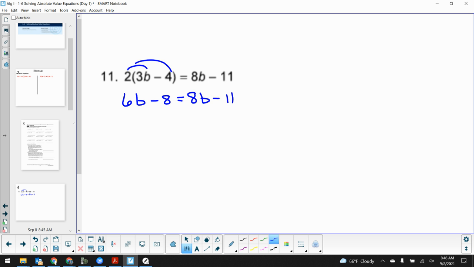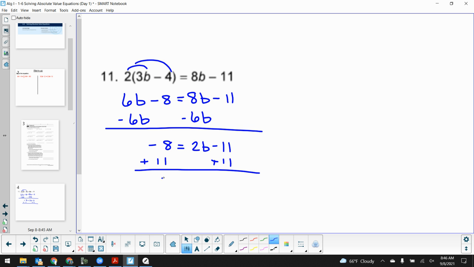All right, now I want to get rid of the little guy, which is the 6b, from both sides. So that's going to get us a negative 8 is equal to 2b minus 11. I add the 11 to both sides. That's going to get us a 3 is equal to 2b. So when I divide by 2, I get 1.5 is equal to b, or 3 halves if you wanted to do it that way. Does that make sense? Yep, 1.5 or 3 over 2.